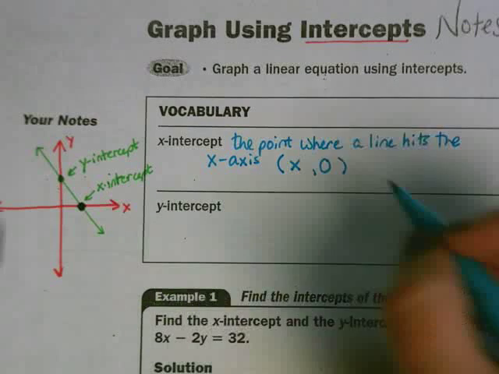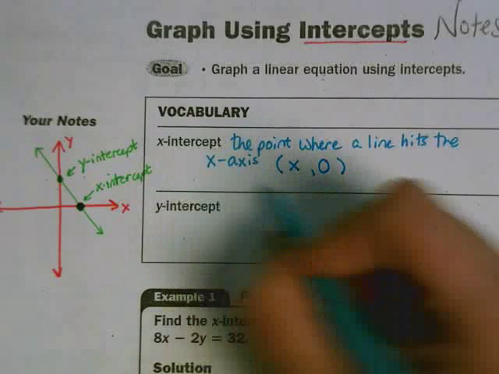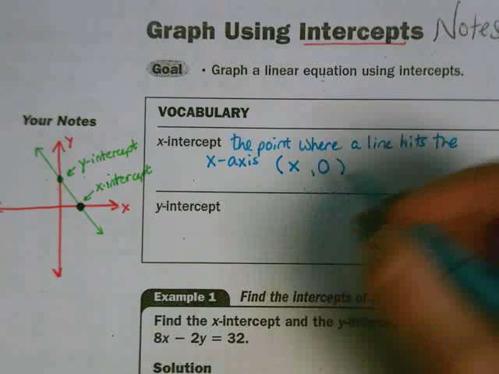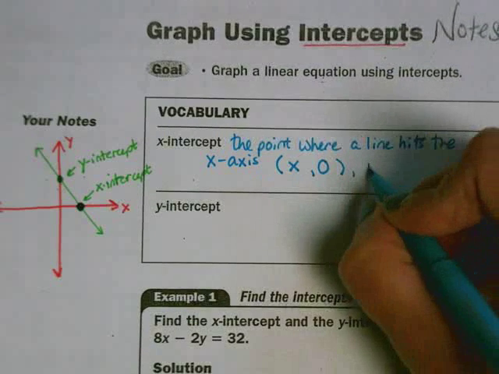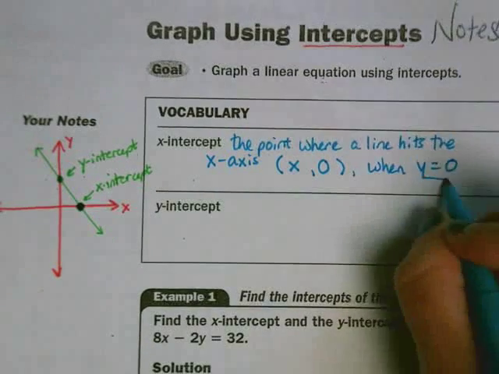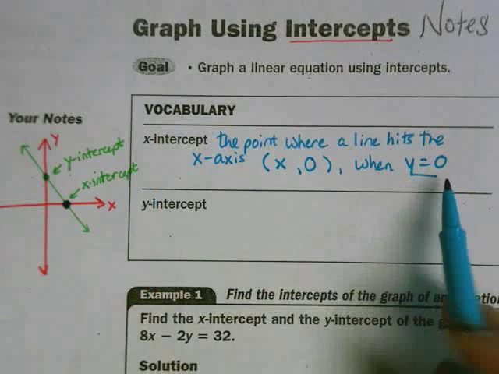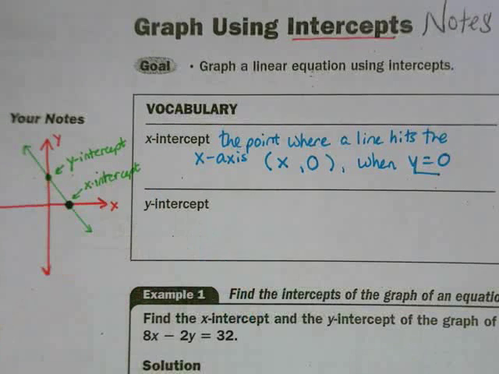Right? So another thing I'm going to say about this is that the x-intercept is when y equals 0. So that's going to be important to remember. The x-intercept is when y equals 0. So then for the y-intercept, it's going to be the opposite of that. The y-intercept is when x equals 0.